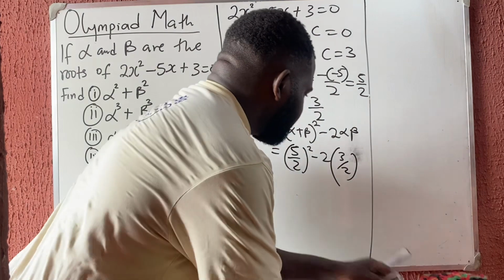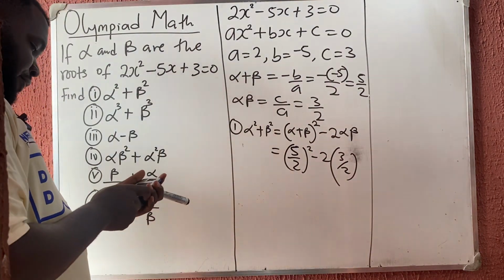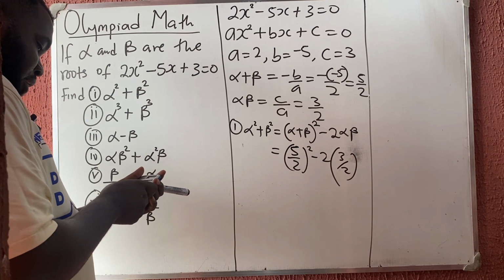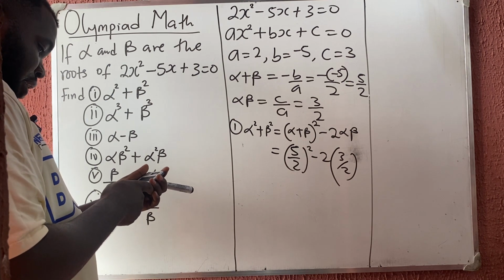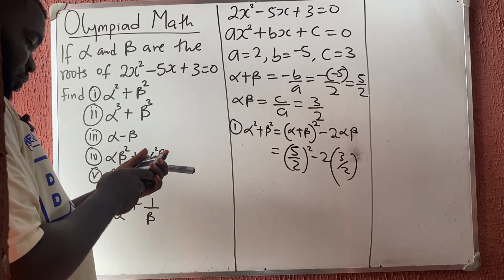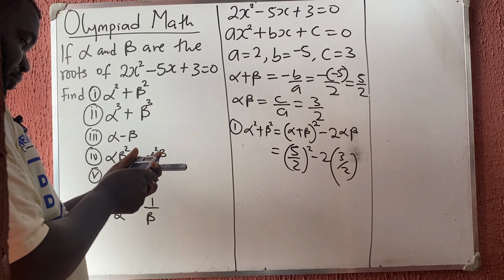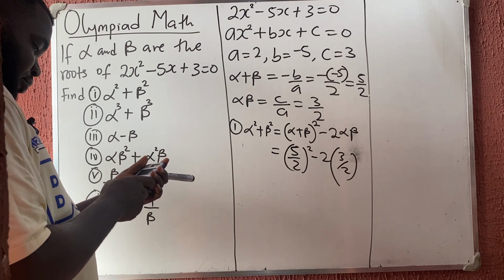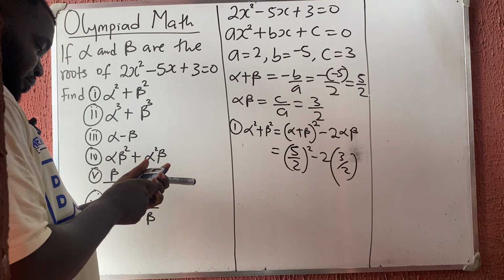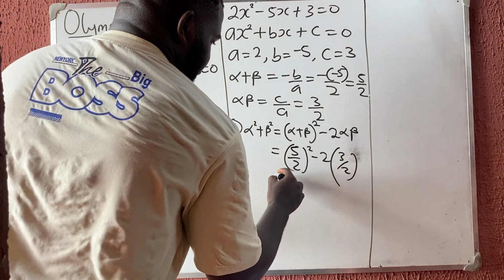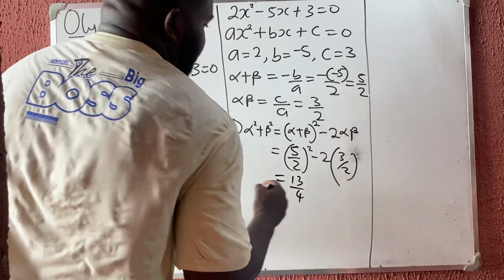I don't have time, so let me just use my calculator to solve that. So I have 5 divided by 2, then square, then minus 2 into 3 over 2. Okay, so I have 13 over 4 as my answer. So the answer for this is 13 over 4. It's very simple.